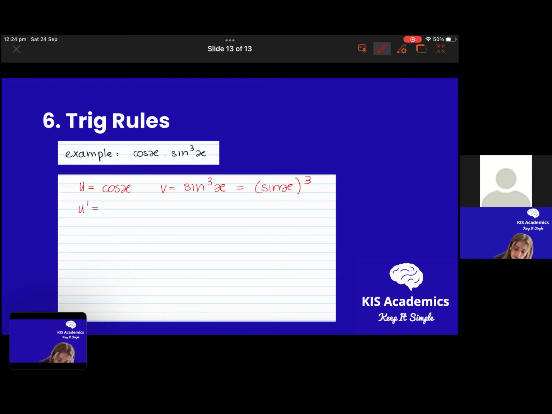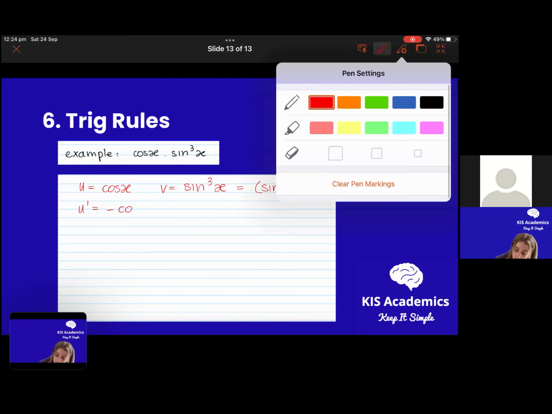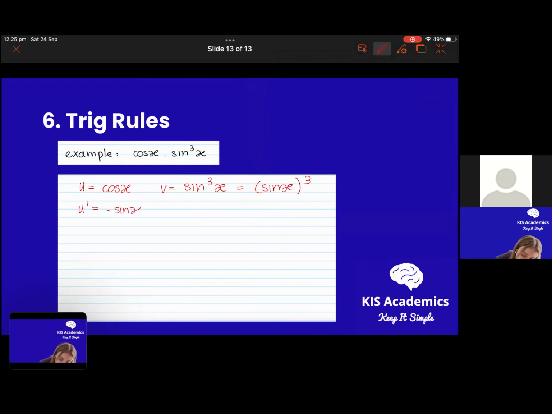So the derivative of cos, this is our -1. The derivative of x is just 1. So -1 times cos of x, or just negative, oh, sorry, not cos, negative sine, because we switch. We have negative sine x there. Now our v dash here, we're using our chain rule. So we're going to bring the 3 to the front. We've got 3. The sine stays the same, but we subtract 1 from the power. And then we have to multiply by the derivative of our sine x, which is the positive one, and it's going to be cos x, like that.